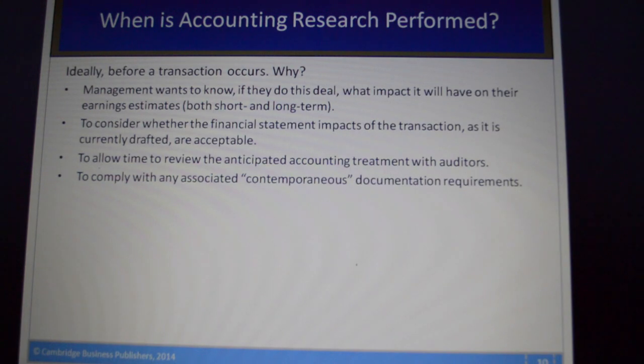In these environments, research may only occur as financial statements are being prepared, or it may occur at the request of an auditor seeking further support for the company's accounting methods.